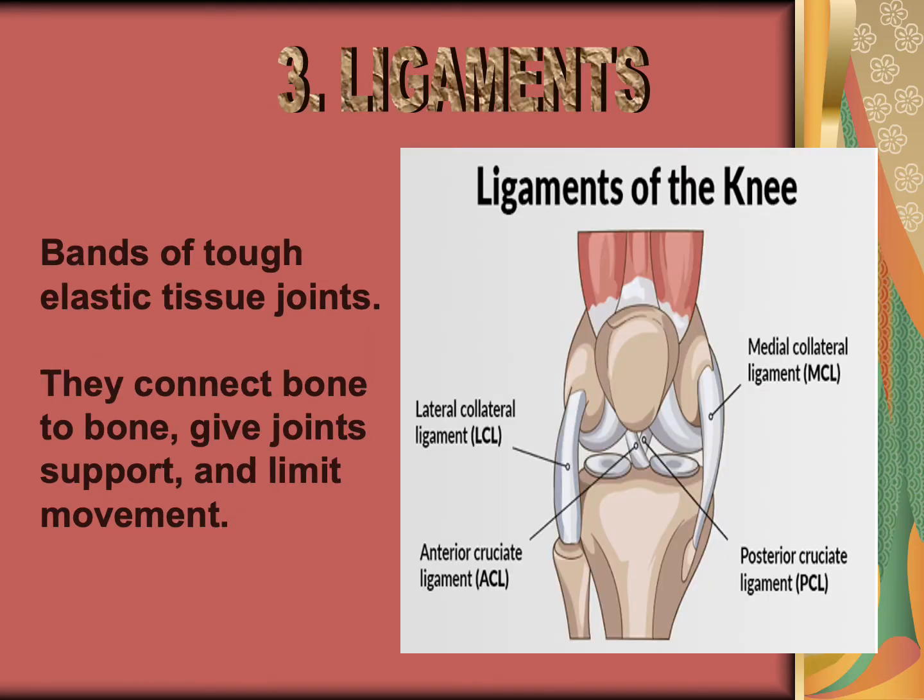Third are the ligaments. They are bands of tough, elastic tissue joints, as shown in the photo. Again, they connect bone to bone, they give joints support, and they limit movement. We have ligaments around our knees, our ankles, our elbows, and our shoulders. And whenever there is stretching or tearing of the ligaments, it can make our joints unstable.